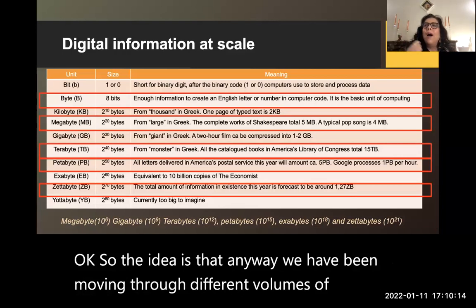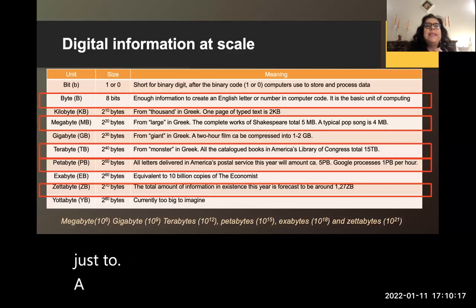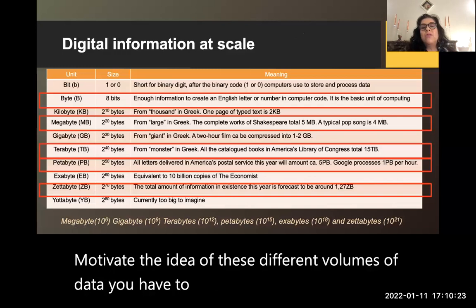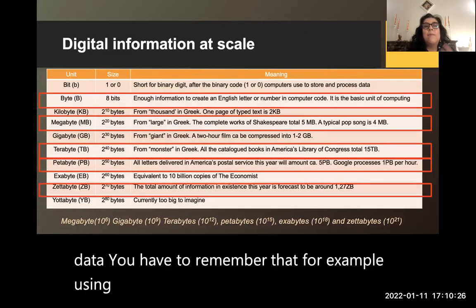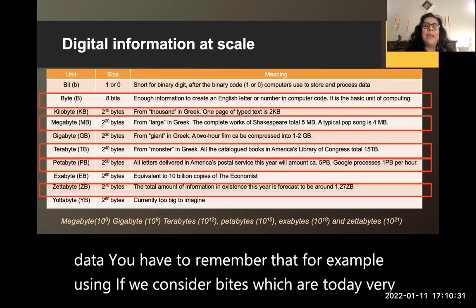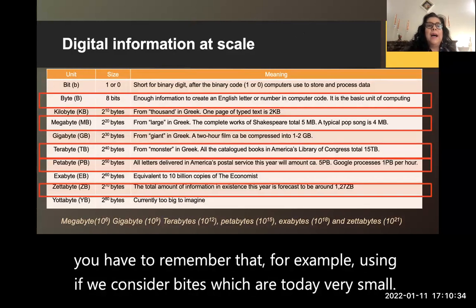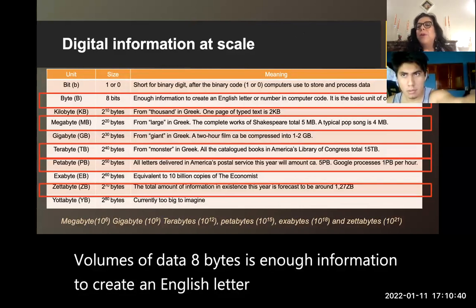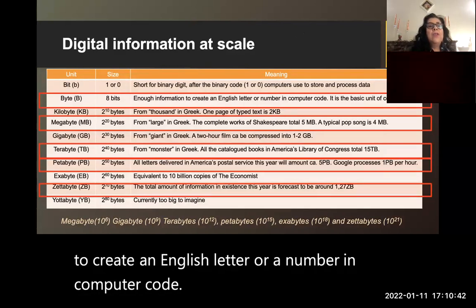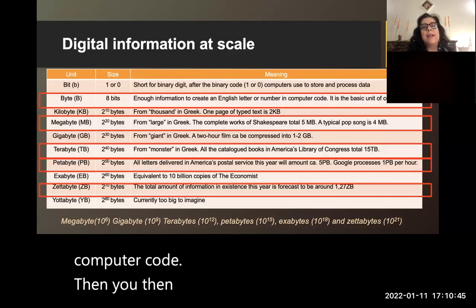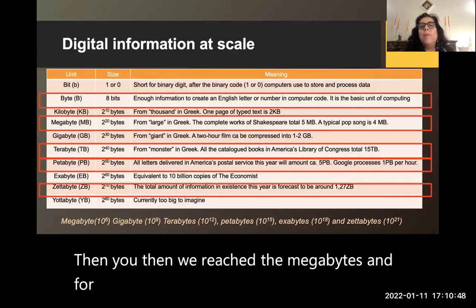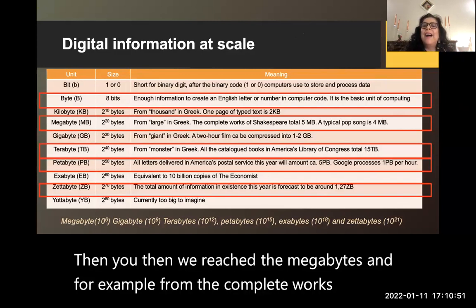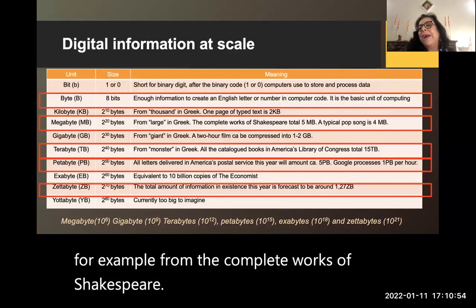And just to motivate the idea of these different volumes of data, you have to remember that, for example, if we consider bytes, which are today very small volumes of data, 8 bytes is enough information to create an English letter or a number in a computer code. Then we reached megabytes, and for example, the complete works of Shakespeare can be held in 5 megabytes.